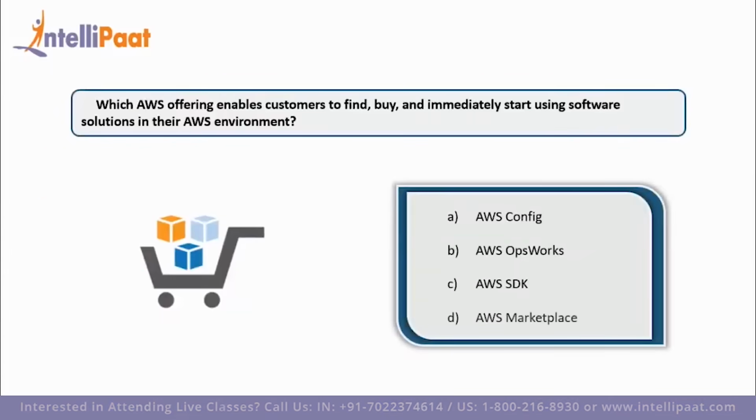Moving forward, our next question is, which AWS offering enables customers to find, buy, and immediately start using software solutions in their AWS environment? Now, you can think of it as, say, you want a deep learning AMI, or you want a Windows Server AMI with specific software installed on it, right? So some of them are available for free, but some of them can be purchased in the AWS Marketplace. So the answer for this is AWS Marketplace. It's basically a place where you can buy all the AWS or non-AWS software that you require to run on the AWS infrastructure, right? So the answer is AWS Marketplace.